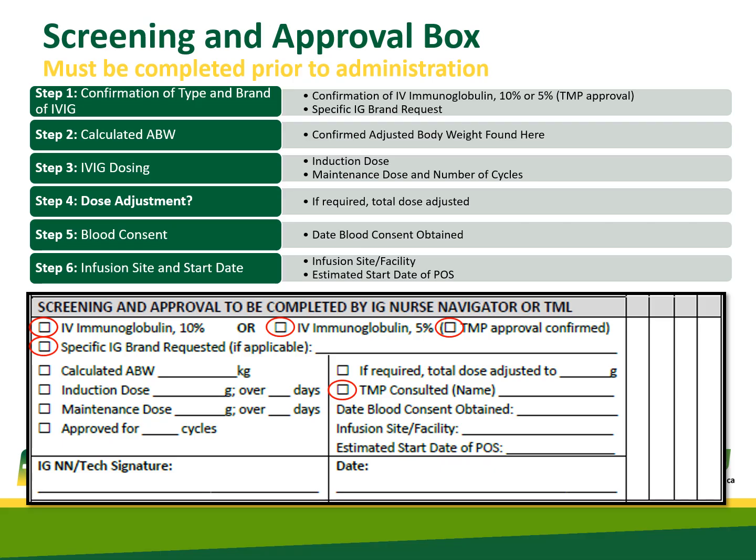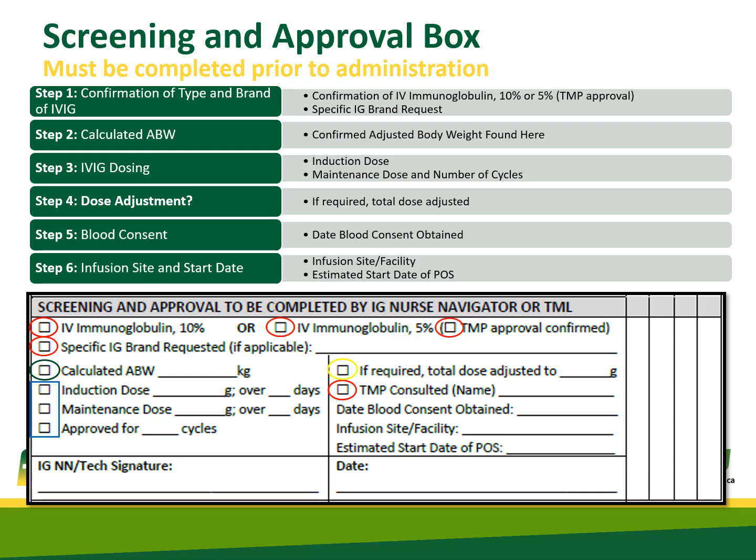Just as a note, if 5% has been ordered, it does require TMP approval. And then if TMP is consulted for any reason, that physician's name should be included in the screening and approval box. In step 2, you'll just enter that confirmed adjusted body weight.